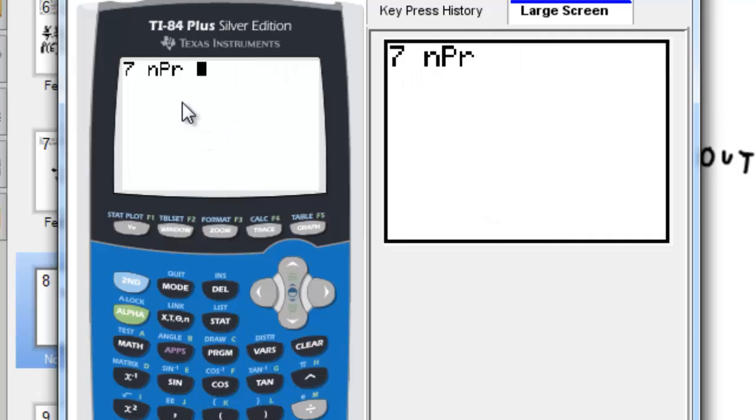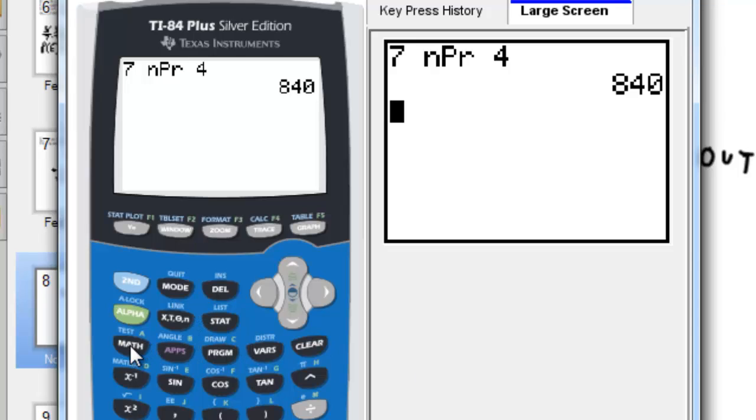And then I will say how many objects I'm using out of the 7. So in this case, 4. And if I hit enter, I get 840. And that's how our permutation option works.